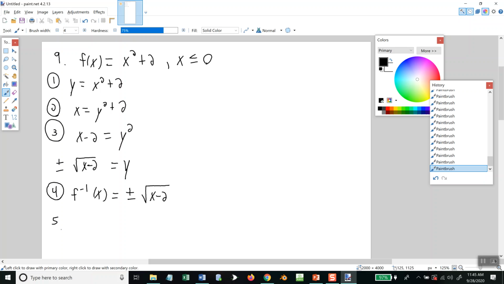Now we've got a problem because we've got the plus or minus symbol here. We can't have that. That's not 1-to-1. So if we look at our graphs, x squared plus 2. Well, x squared is a U-shaped graph, and the plus 2 means it's been shifted up 2 units. So our graph looks like that.